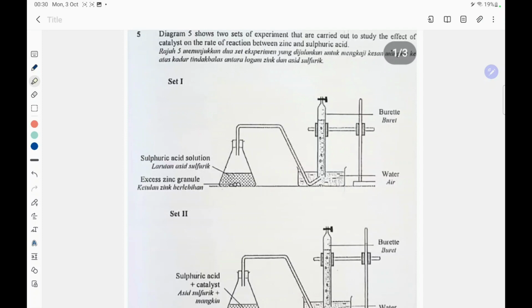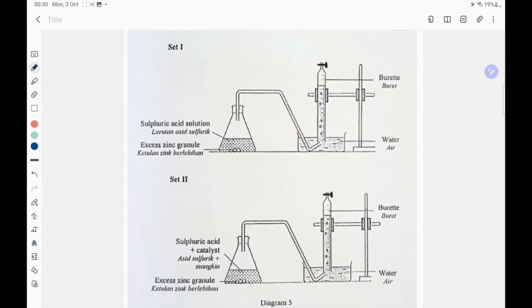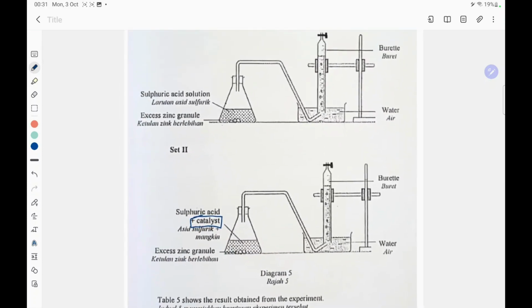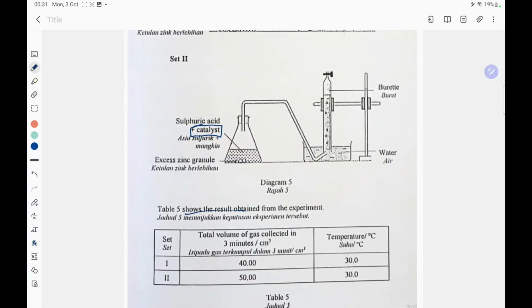Diagram 5 shows two sets of experiments that are carried out to study the effect of catalysts on the rate of reaction. This time they are using zinc and sulfuric acid. Let's look at set 1 and set 2. These two sets have everything the same, but what's different is that set 2 has catalyst, because they want to study the effect of catalysts on the rate of reaction between zinc and sulfuric acid. So set 1 has no catalyst, set 2 has catalyst.